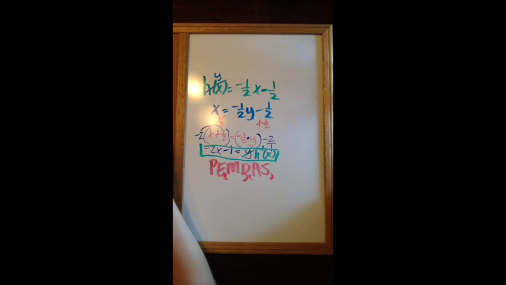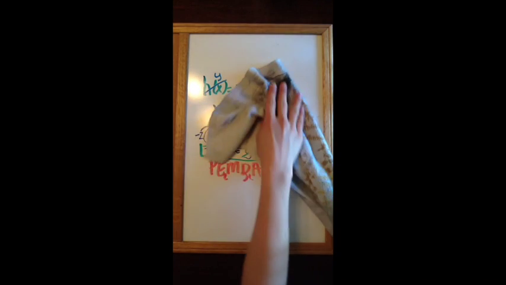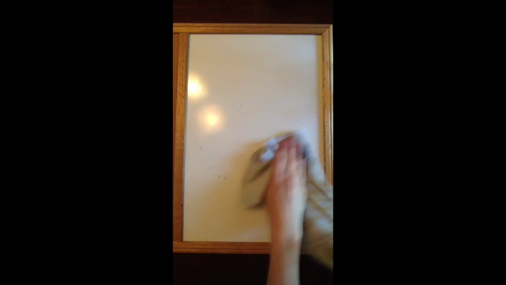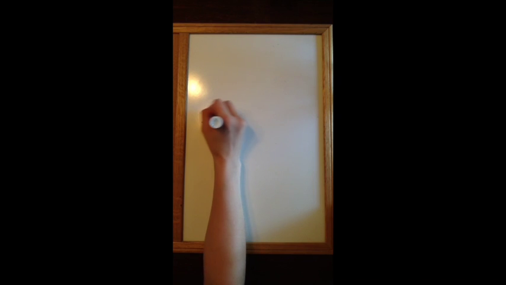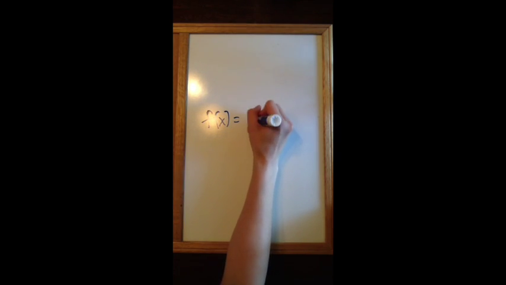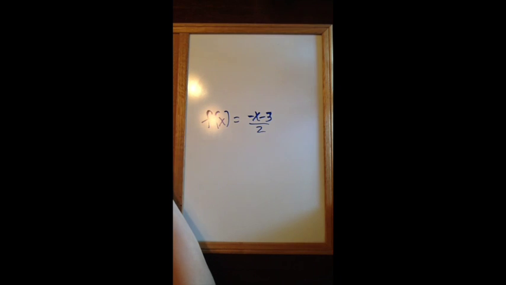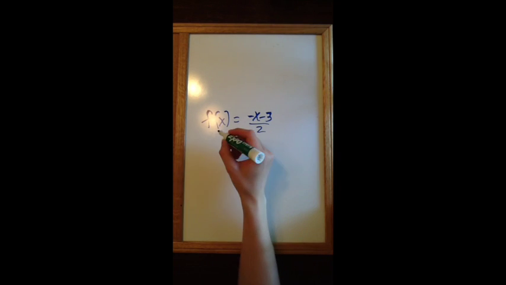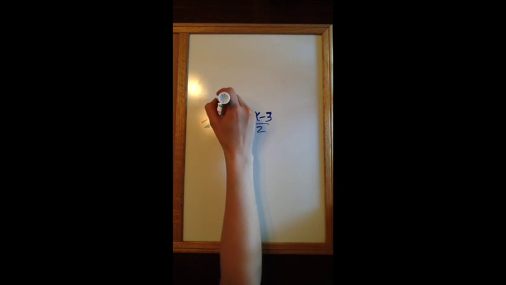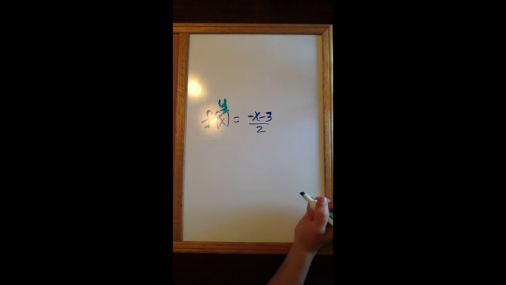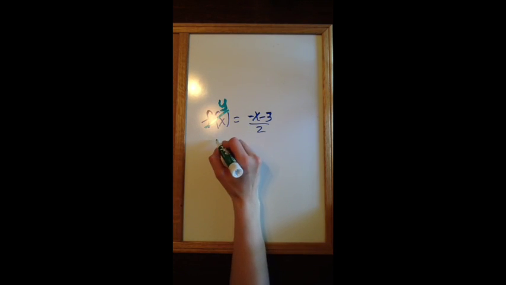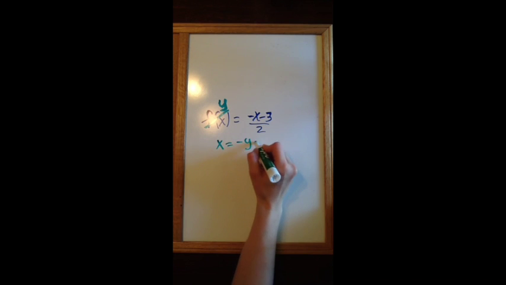Okay, so let's try another example. So if I have, let's do f of x equals negative x minus 3 over 2. So I'm first going to switch x and y when I'm trying to find the inverse. So remember that f of x is really y. It's just a different notation that we use for it that lets us know it's a function. So I'm going to switch the x and the y around, so I have x equals negative y minus 3 all over 2.